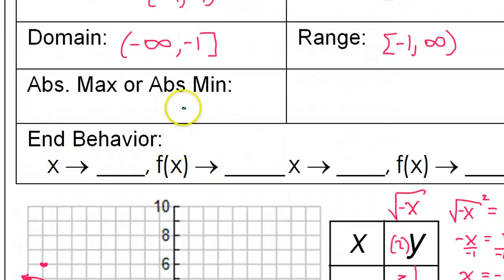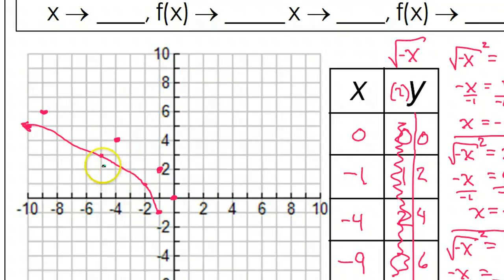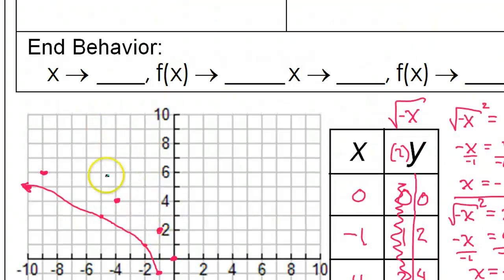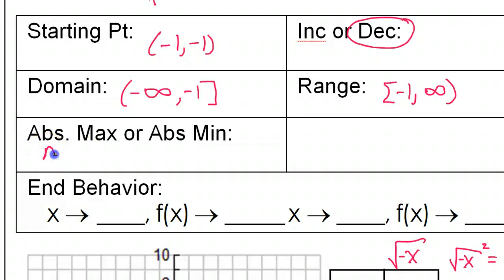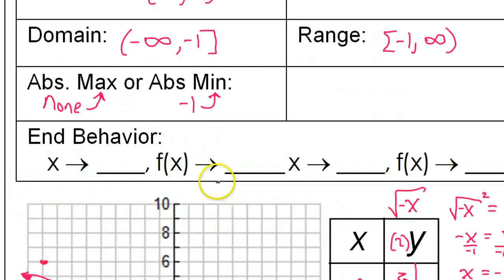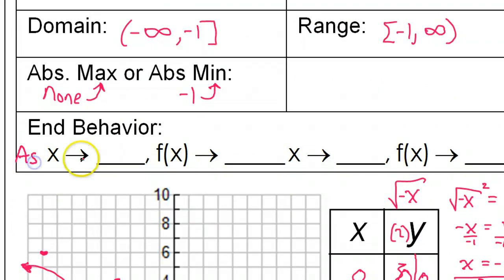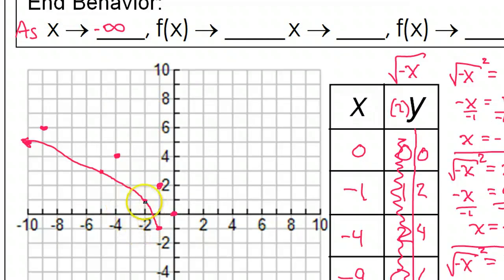Is there an absolute max or an absolute min? There's no absolute max because it goes up forever. But the absolute min is -1. That's the lowest y value. End behavior. As x approaches -infinity, meaning as we go to the left, what happens to the y values? They go up, up, up. So that means f of x approaches infinity.